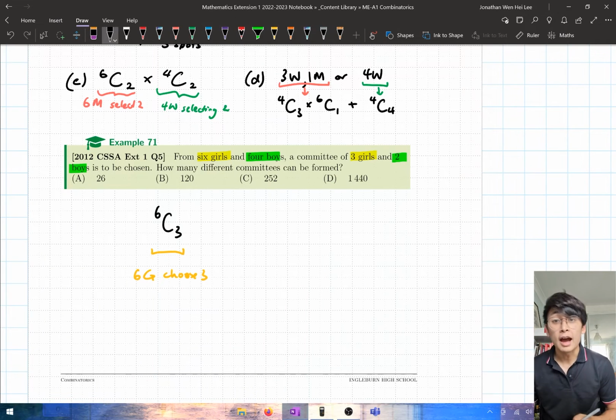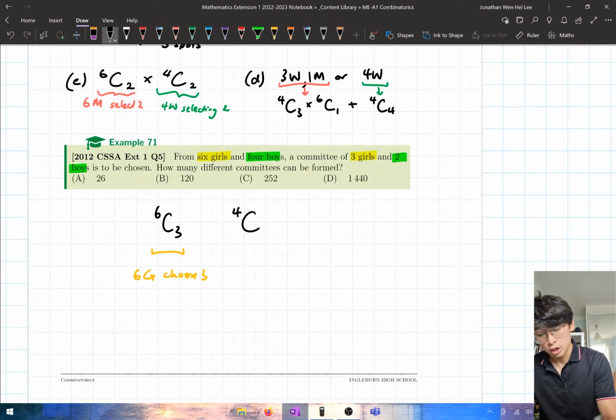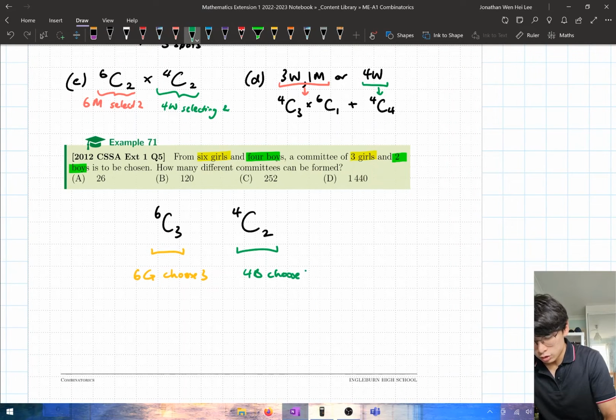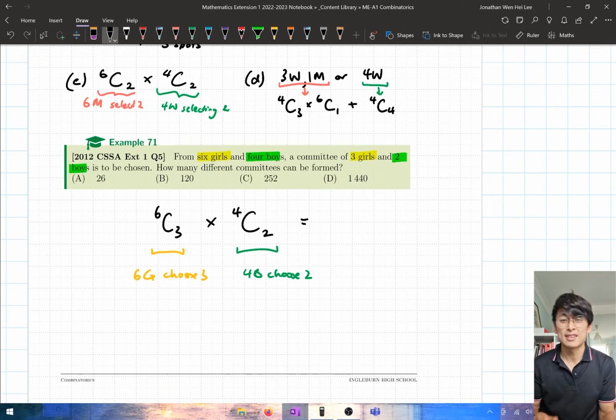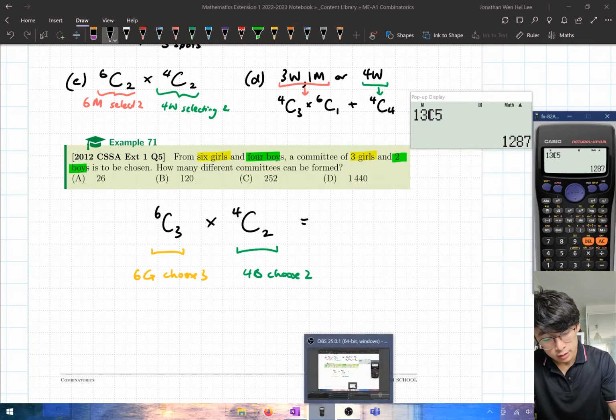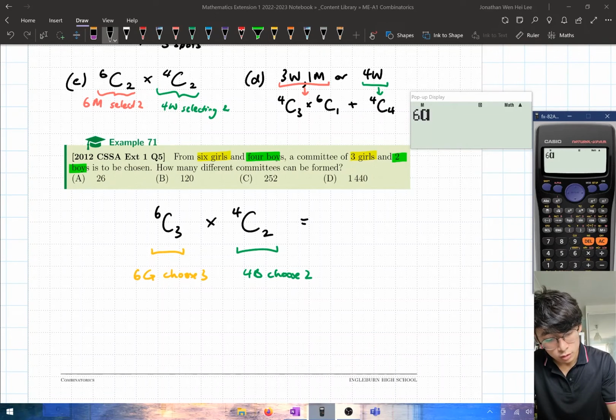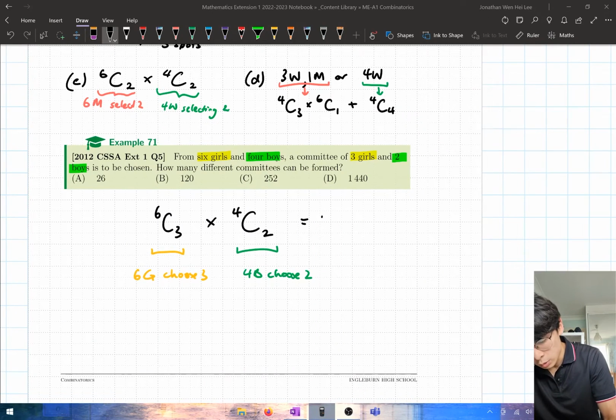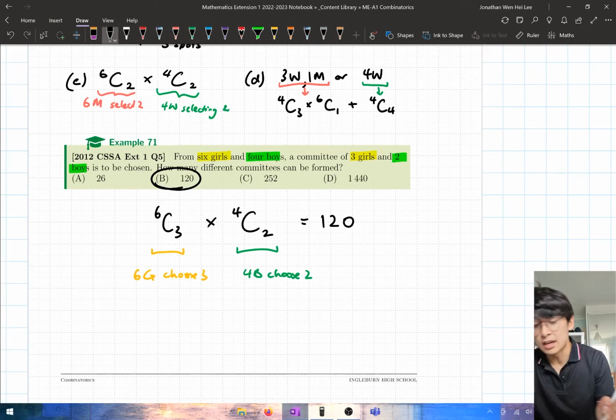Okay. Then on top of that, I've got the boys. So there's 4 boys and I need to choose out of them 2 boys. So this is 4 boys and I want to choose 2. And all I need to do with these 2 numbers is just multiply. They're not 2 separate cases. They're happening at the same time to make that one committee. And so I'm just going to go 6 choose 3 times 4 choose 2. And we get 120, which happens to be B.